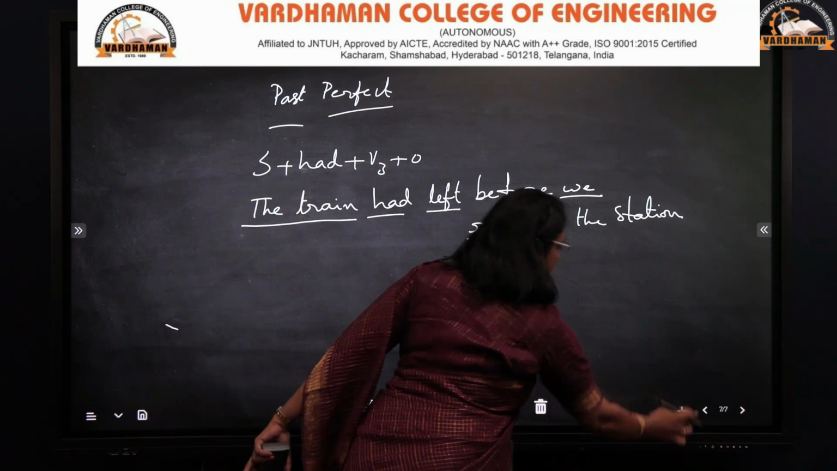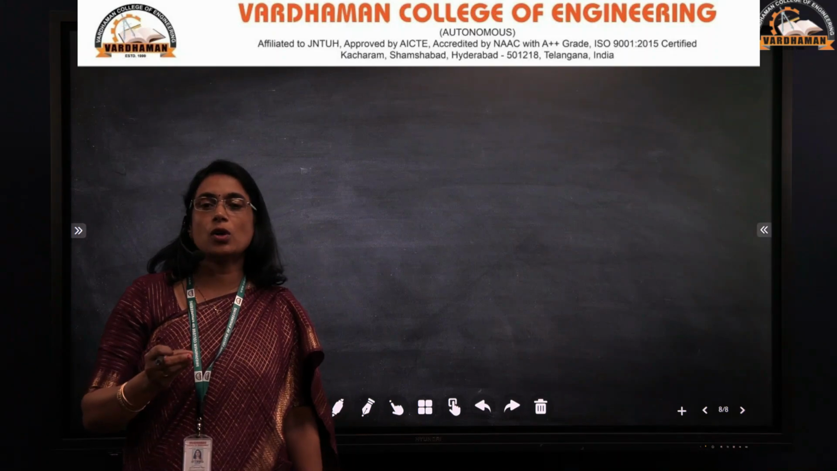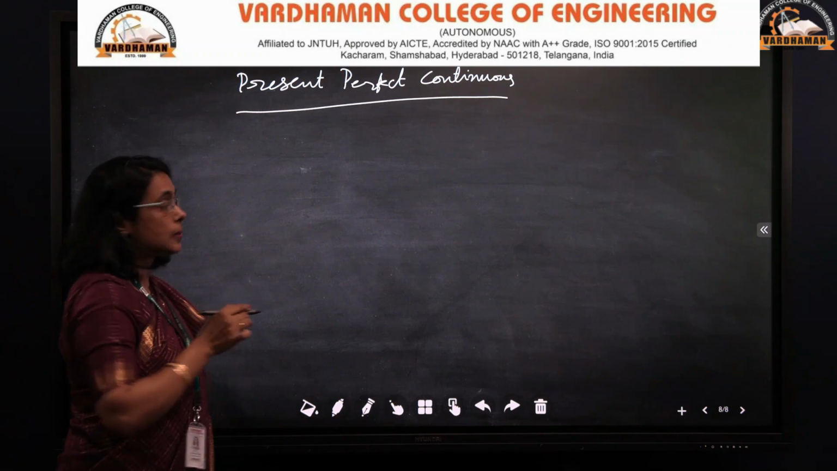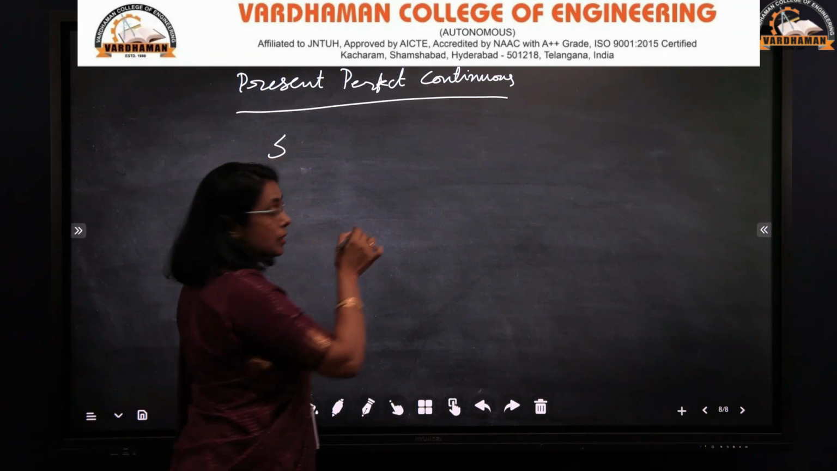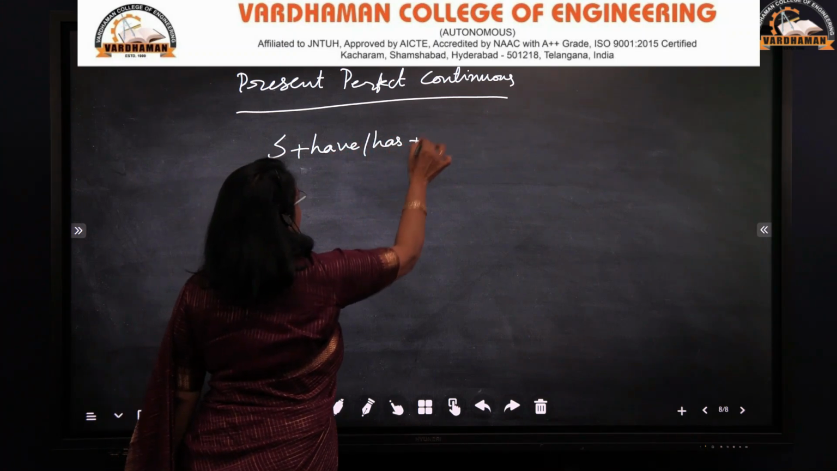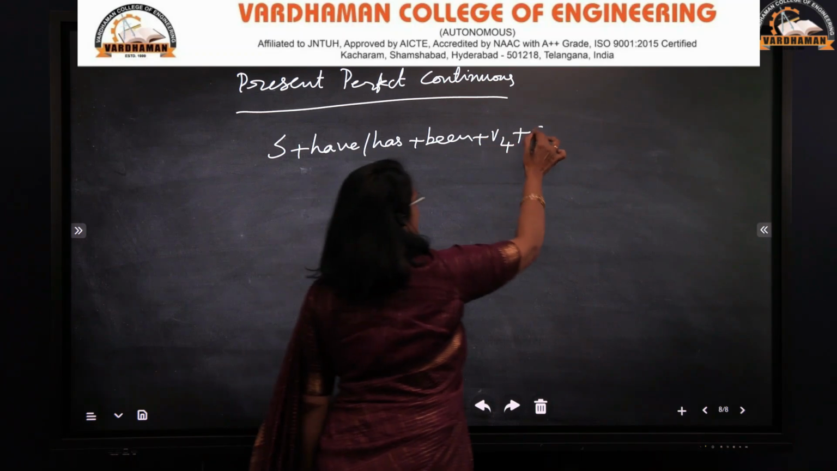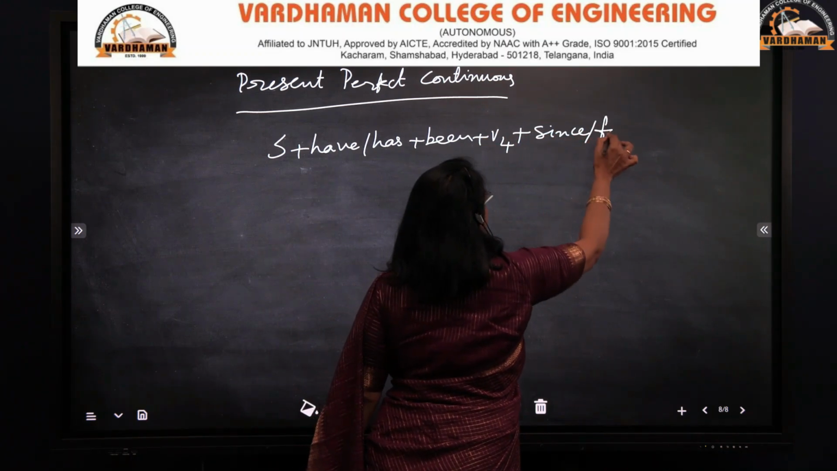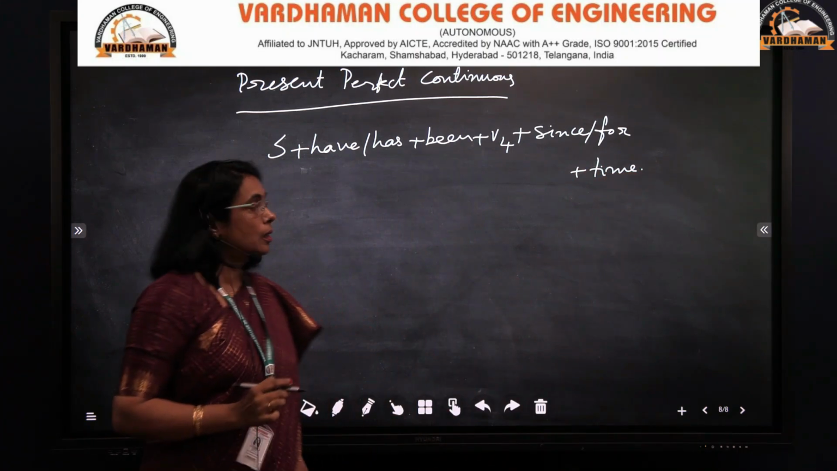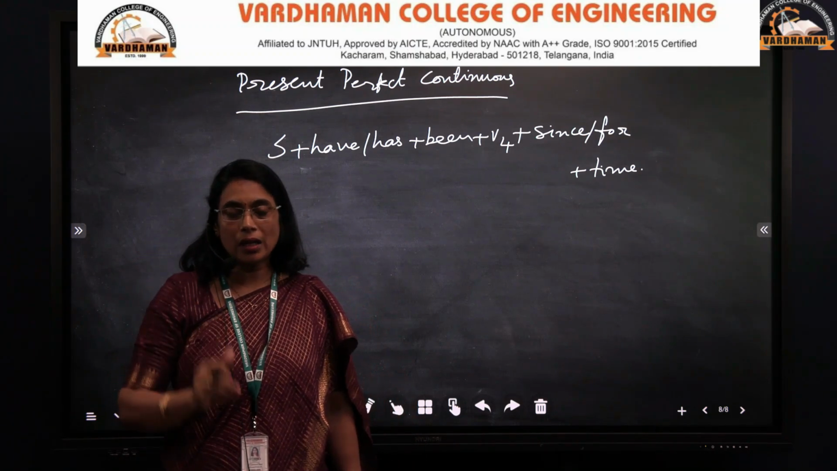And the next one is present perfect continuous and past perfect continuous. Especially we will focus on present perfect continuous. So the structure for positive sentences is subject plus have or has plus been plus V4 plus since or for plus time. We use this tense for any action which started in the past and is still continuing till this moment.